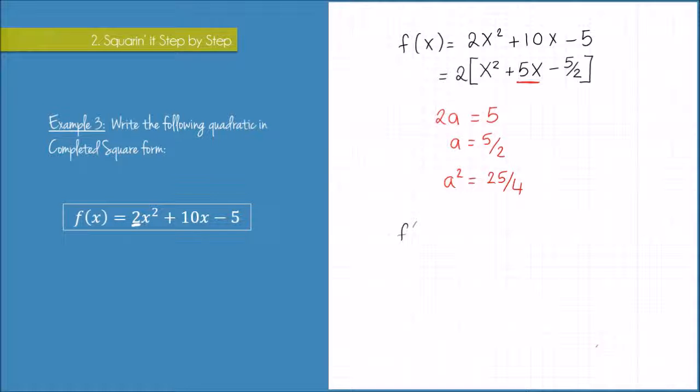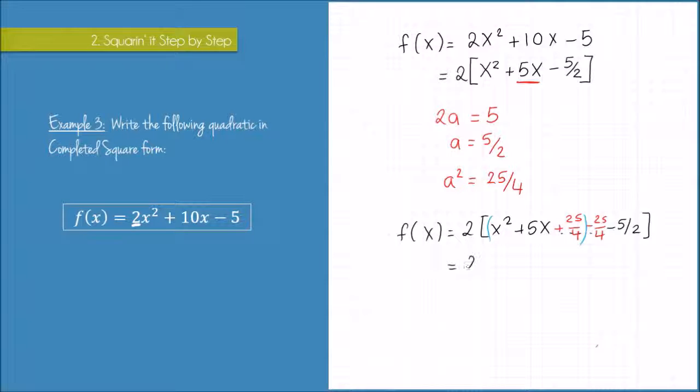So now we rewrite our function. 2 bracket x squared plus 5x, leave some space, minus 5 over 2, and in the space we add 25 over 4 and take it away again. So we're not changing the value. And the first three terms make up the perfect square.